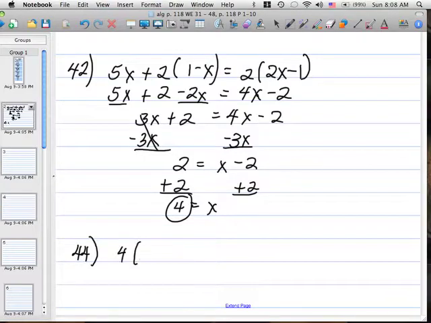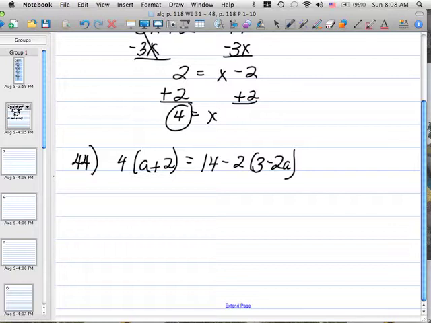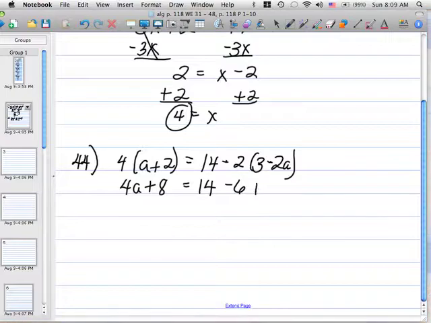Problem 44: 4 times the quantity a plus 2 equals 14 minus 2 times the quantity 3 minus 2a. Simplifying, remove the parentheses by the distributive property. 4 times a is 4a, 4 times 2 is 8. On the right, a negative 2 times 3 is negative 6. A negative 2 times a negative 2a is positive 4a. I still need to simplify the right side, so bring down the left.